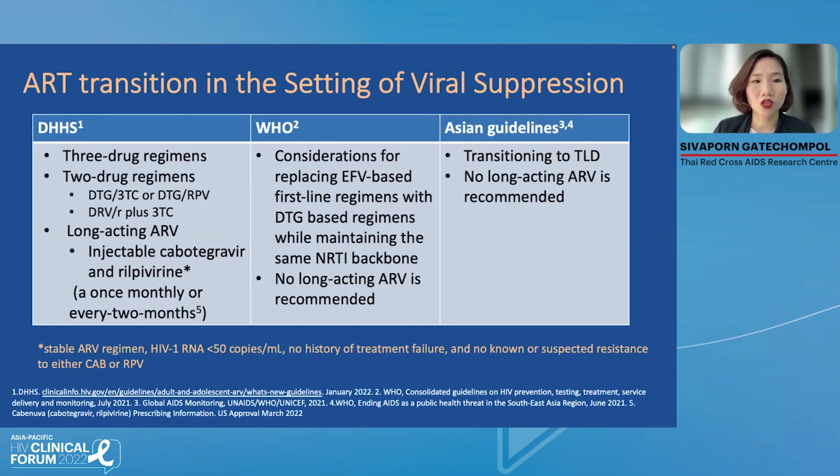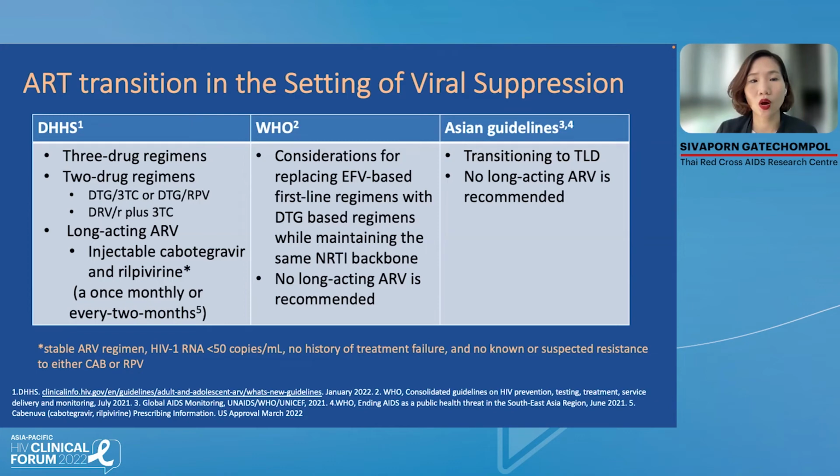And the long-acting ARV injectable cabotegravir and rilpivirine is also recommended either once monthly or, per the latest update from the FDA approval in March this year, the every 2 months regimen for injectable cabotegravir and rilpivirine has been approved. But the patient has to have a stable ART and HIV viral load less than 50 copies per ml, and no history of treatment failure or resistance.